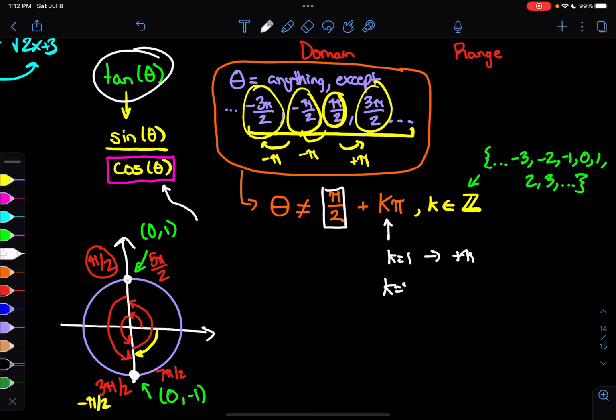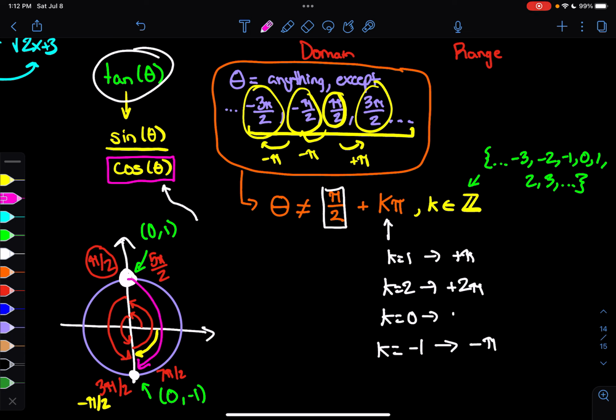If k is equal to 2, I'd be adding 2 pi, and I'd end up at 5 pi over 2. If k was equal to 0, this wouldn't exist, and I would just be at pi over 2, which is, again, still a problem. If k is equal to -1, then I would be subtracting pi, and that would take me from pi over 2 down to negative pi over 2. So this is a really nice, concise way of writing the domain for tangent of theta.